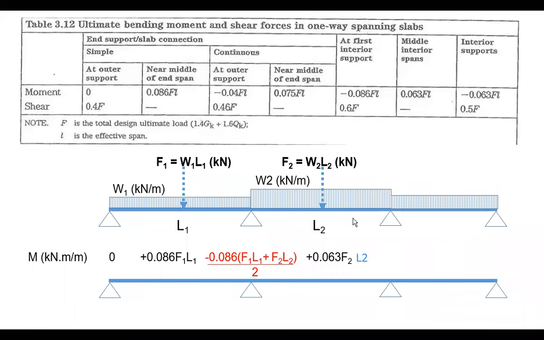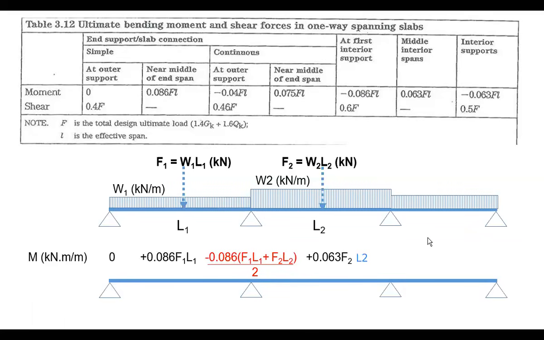And how about the middle support here? Because at the middle support, you cannot say 0.086 FL, okay? Because you have F1 and F2 and L1 and L2. So here we get the average. So it will be 0.086 times F1 L1 plus F2 L2, divided by 2. So you get the average from both, and this is the one that you take to get the negative moment at the interior support here.